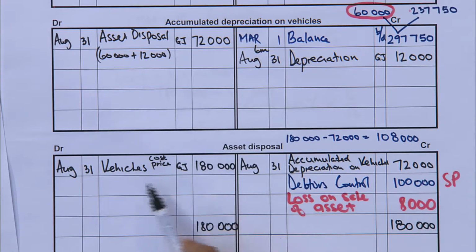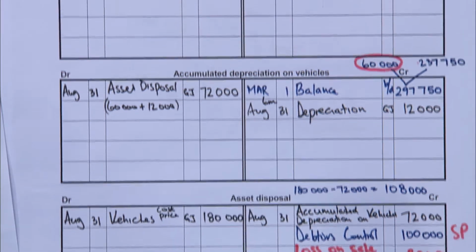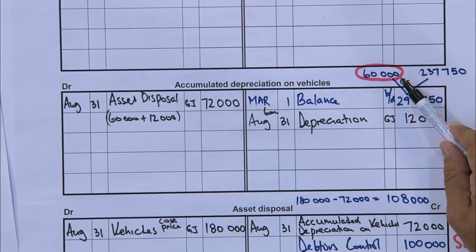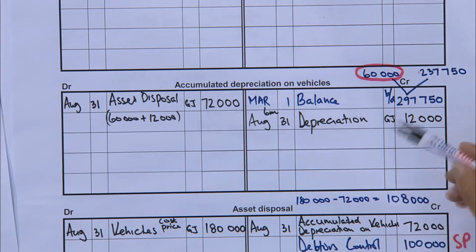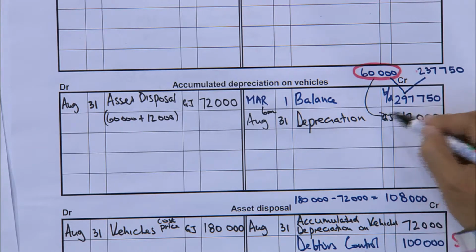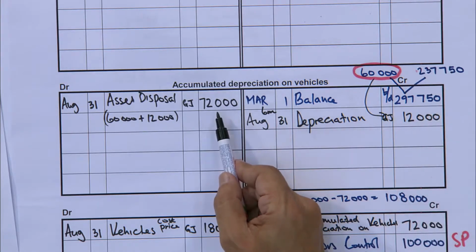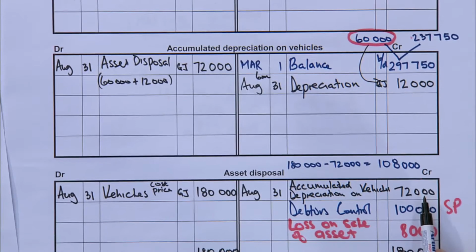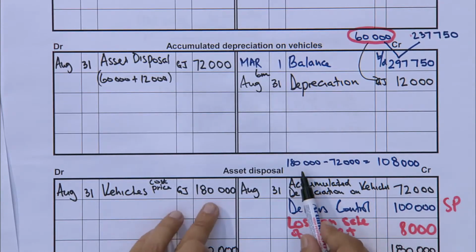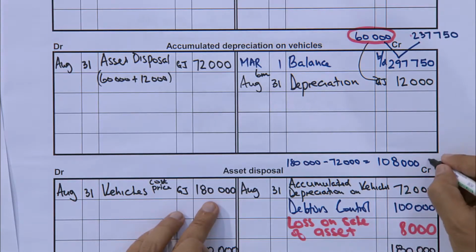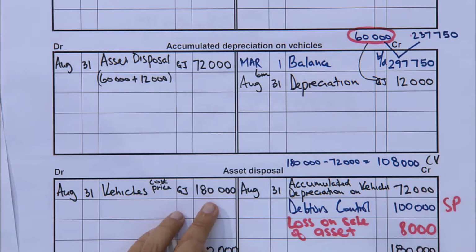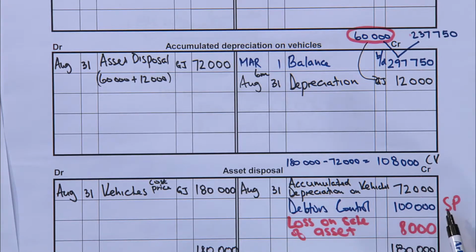Just once again quickly, the cost price was 180,000. The accumulated depreciation was 72,000, but remember, at the beginning of the year, it was 60,000. We wrote off an extra 6 months depreciation, which came to 12,000. So the total accumulated was the 60 plus the 12, and that gave me 72,000, and I brought the 72,000 to the asset disposal account. Then I calculated the 180,000 minus 72,000 gives me the 108,000. That will be the carrying value or the book value of the car. I'm selling it for 100,000, the selling price.